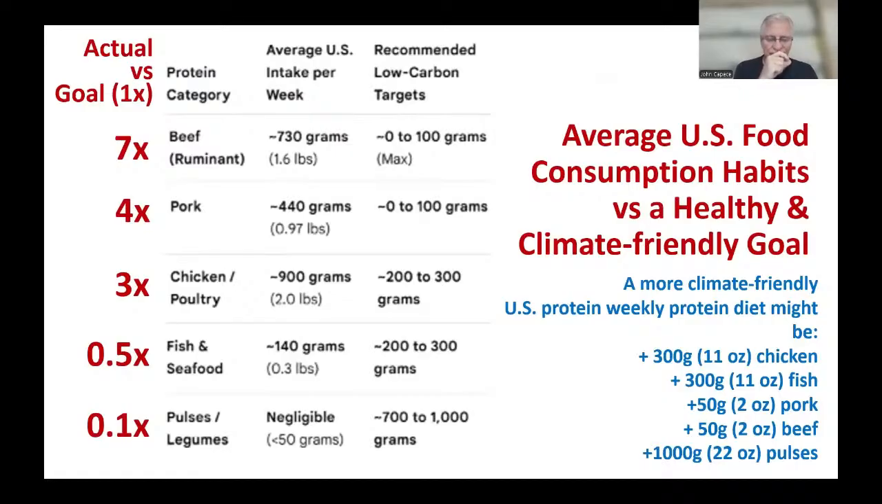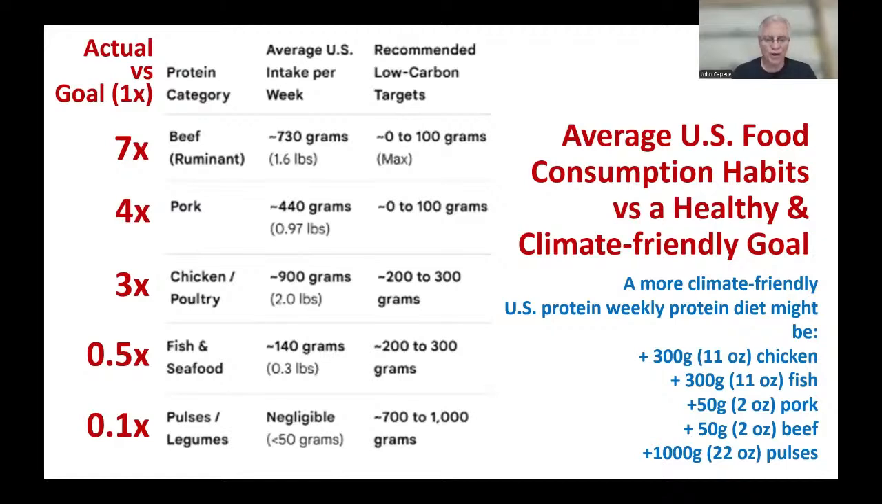So let's translate these numbers into consumer behavior by looking at average U.S. food consumption habits versus what would be a healthy, climate-friendly goal. Right now, the average American weekly diet is dangerously out of alignment with low carbon targets. For example, Americans currently eat roughly 730 grams of beef per week, which is 7 times the recommended maximum low carbon targets of 0 to 100 grams.